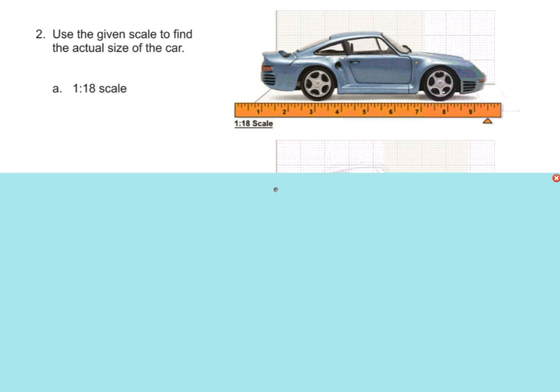All right, so again, what we're going to try to do is determine the actual size of the car. So how do you start these kind of problems? With a what? With a what kind of thing? With a proportion. So we need to start this with a proportion. I like using n for my variable. I'm going to put it in the top.